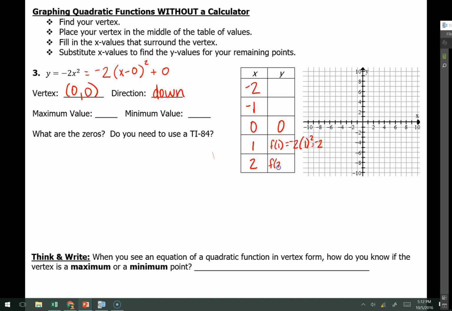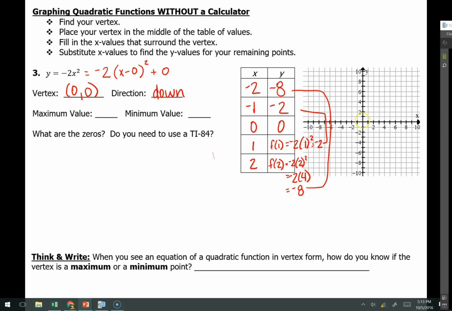Let's look at f of 2. That's -2 times 2 squared. 2 squared is 4. 4 times -2 is -8. So now because of symmetry, I can go around my vertex and say that this ordered pair is going to be -1, -2, and this ordered pair is going to be -2, -8. So now I've got my points.